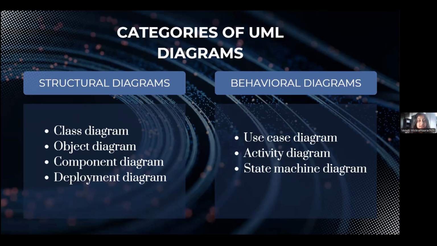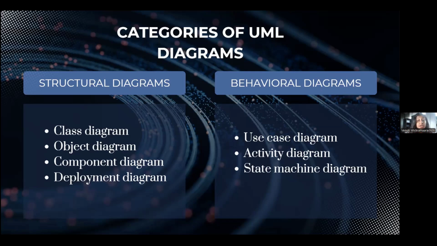Other structural diagrams, such as component diagrams and deployment diagrams, are used for more specific purposes like visualizing the physical deployment of a system. So the next one is behavioral diagrams. Behavioral diagrams, on the other hand, capture the dynamic aspects of a system, such as processes, workflows, and interactions over time.